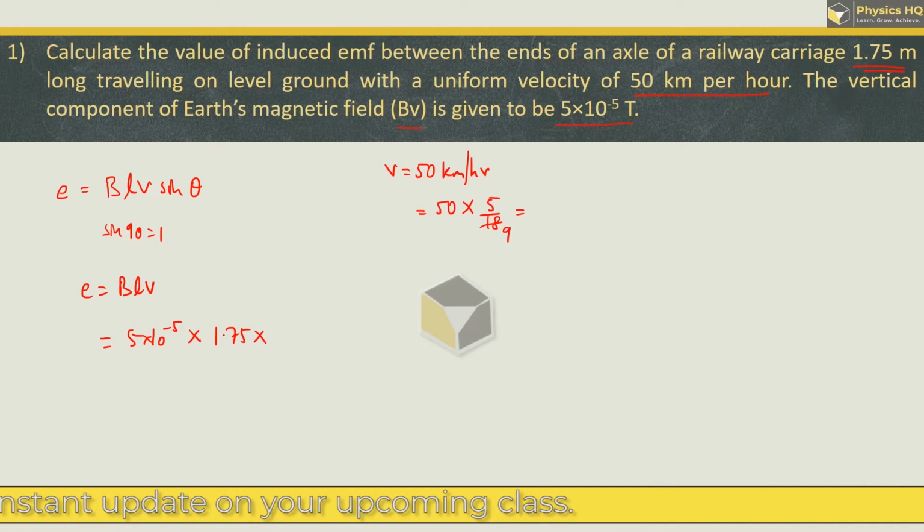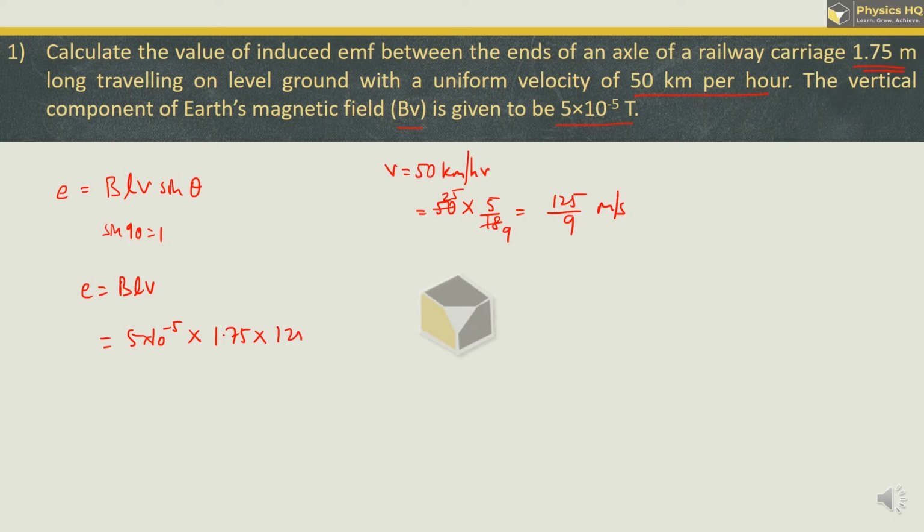So this will become 250 by 18. So this is 125 by 9 meter per second. So let us put it over here, 125 by 9. Now when we will solve this, we will get the answer as 1.215 millivolt. Let us check out the next MCQ.